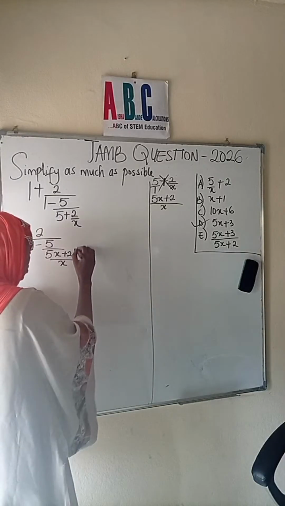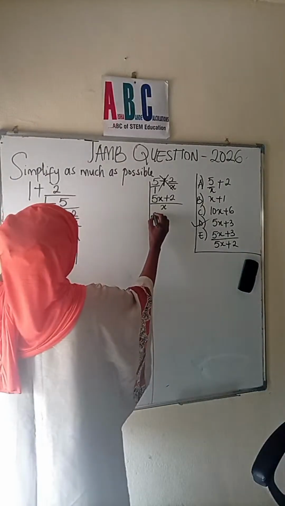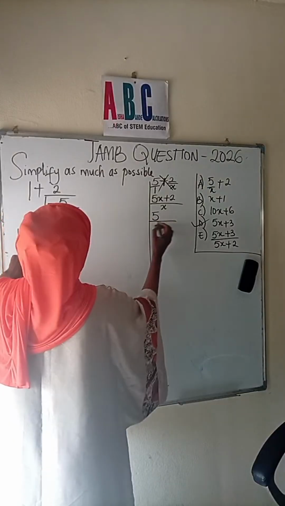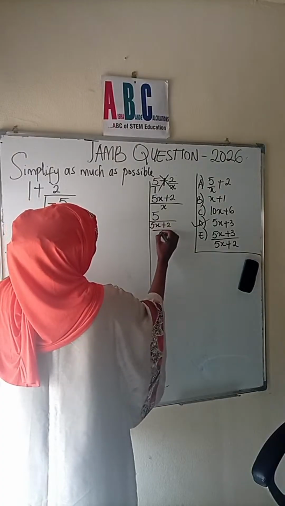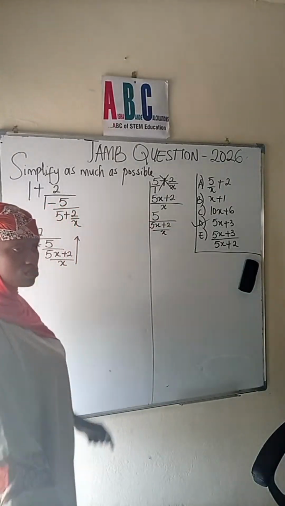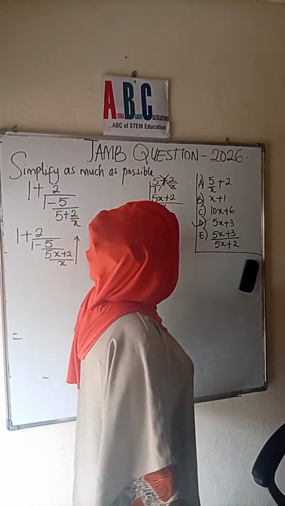Now, the next thing we are going to do, we are going down, up. Now we are going to pick what we have down here. So this is what we have. We are going to pick this 5 all over 5x plus 2 all over x. The numerator is 5. At the denominator, we have another fraction.